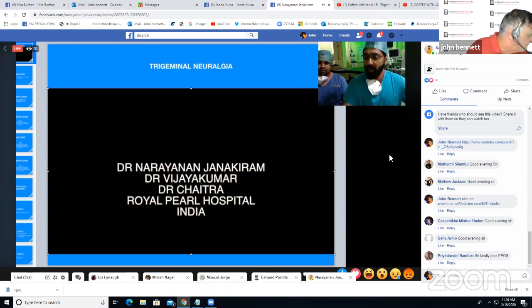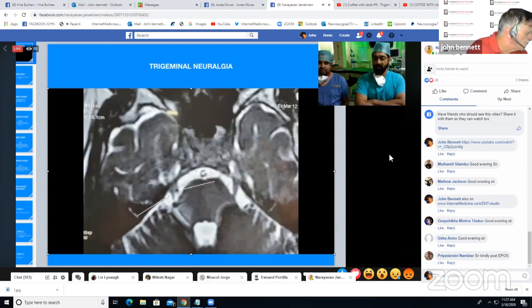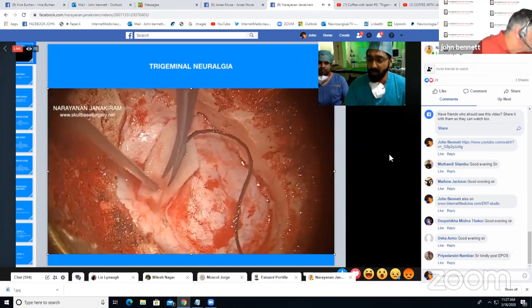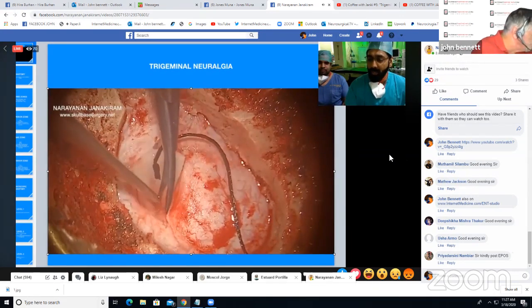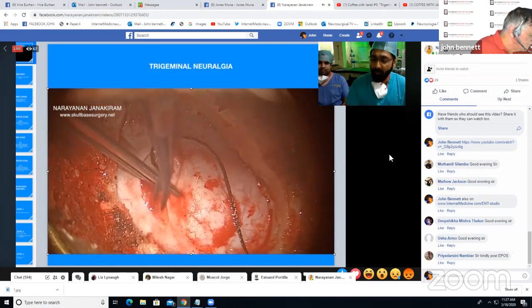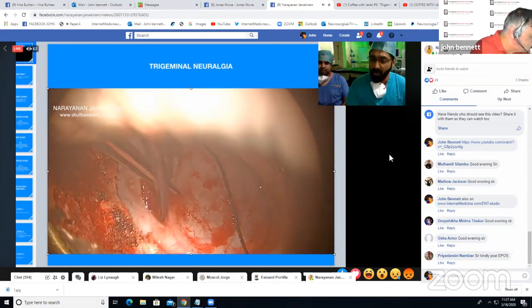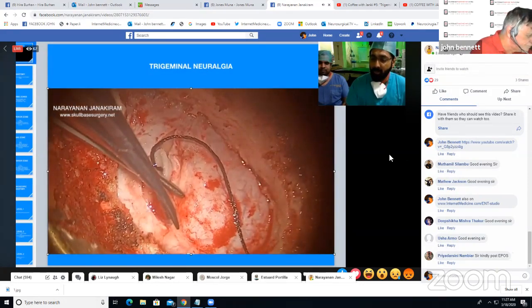Three of us did it yesterday night, and it went on very well. Now the patient is completely rid of the pain. You can see here, this is the T2 Fiesta MRI. This is the MRI you should take. You can see the vascular loop compressing over the trigeminal nerve, and you can see how we do it. Nowadays we have moved away from doing a craniectomy. Instead of a craniectomy, we do a craniotomy.